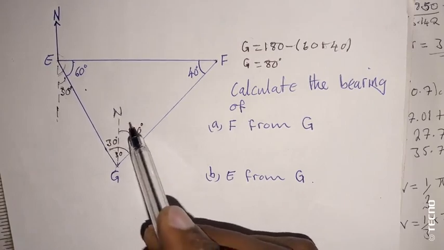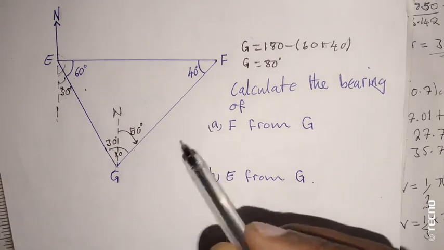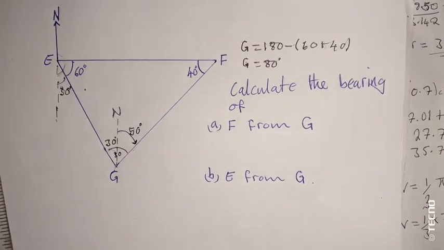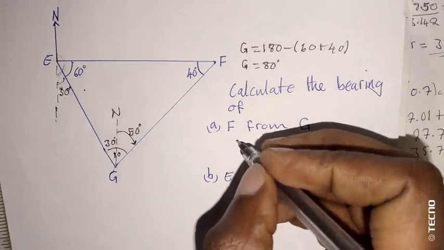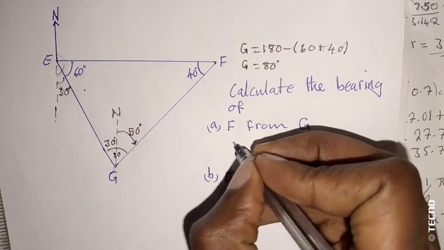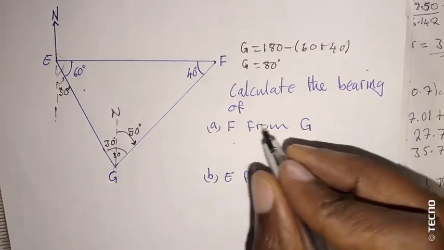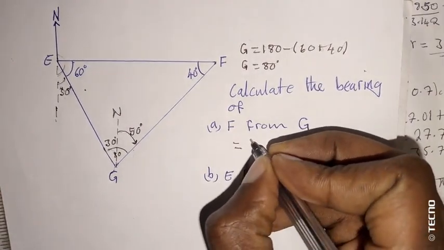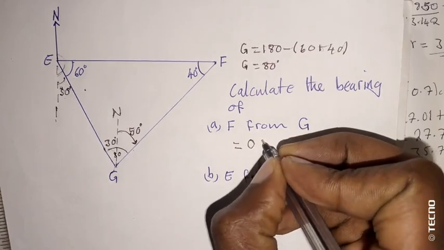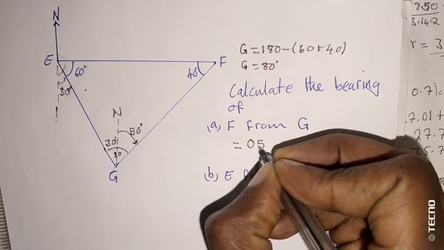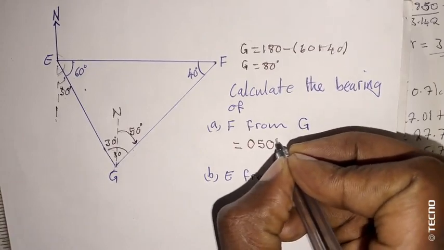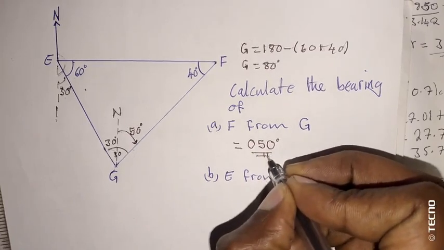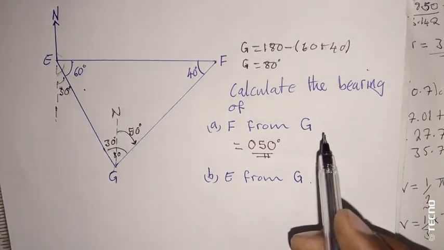050 degrees. So this is how we show the working: you just need to work on your given diagram to show your work. So here we'll say our answer for F from G: the angle is 50 degrees. You put a 0 in front of the angle, so it will be 050 degrees. This is the bearing of F from G.